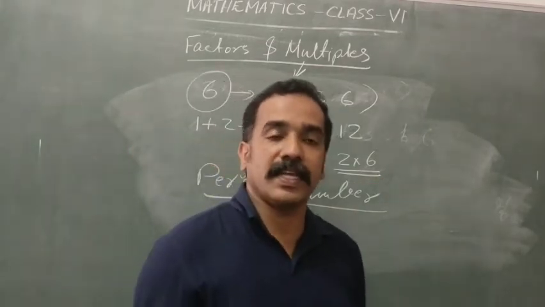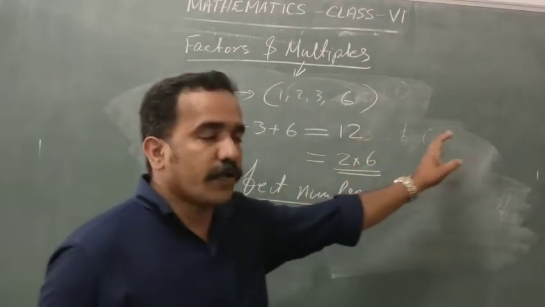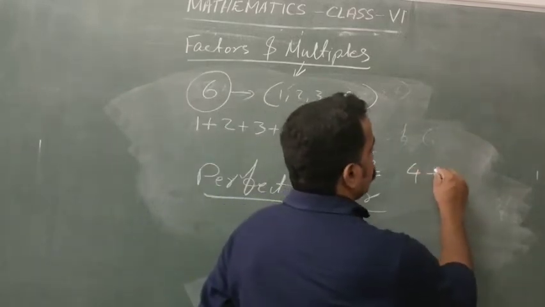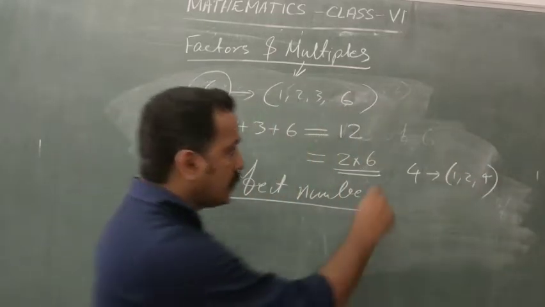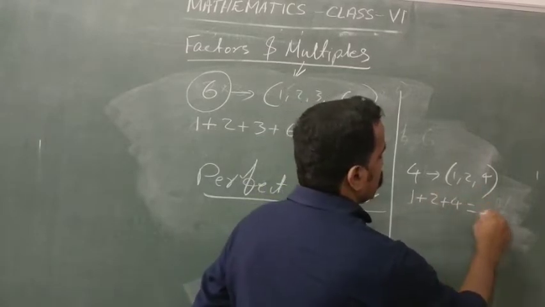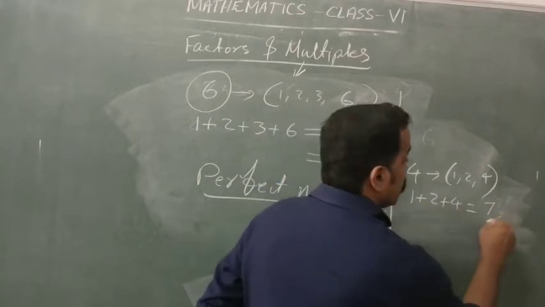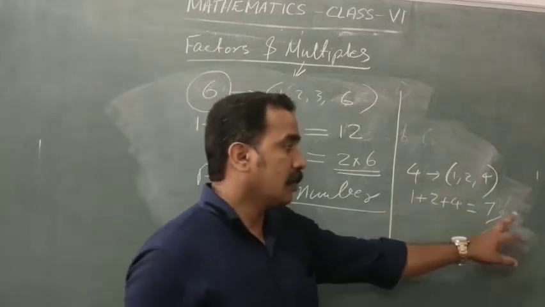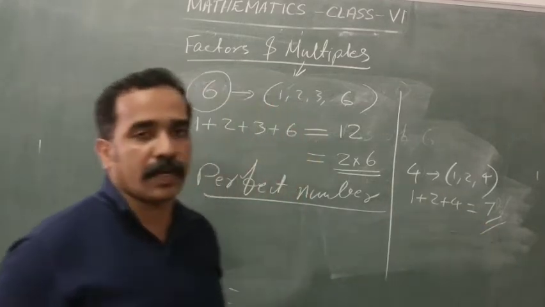Check whether there are any other perfect numbers or not. If you consider 4, what are the factors of 4? 1, 2 and 4 are the factors of 4. If you add 1 plus 2 plus 4, 1 plus 2 is 3, 3 plus 4 is 7. 7 is the answer. But 2 into 4 is 8. Here we got 7. So 4 is not a perfect number.